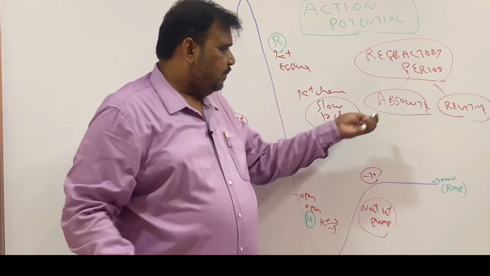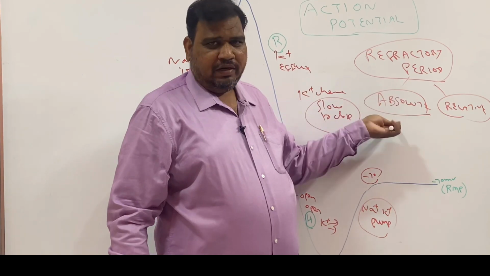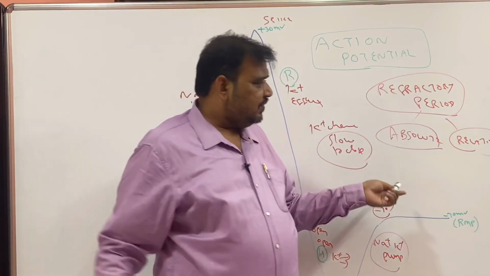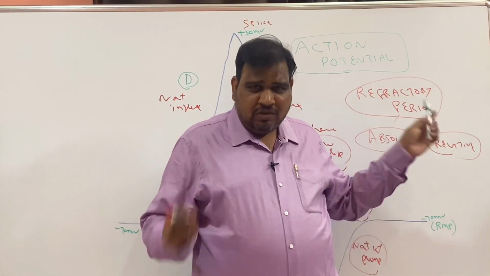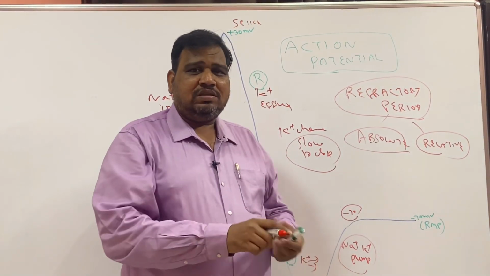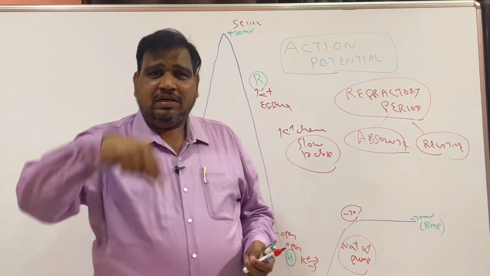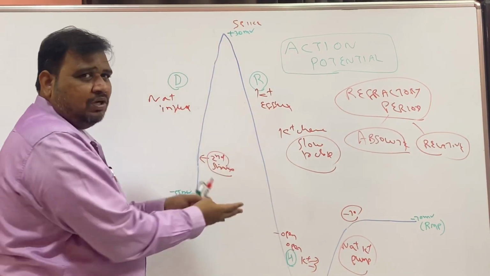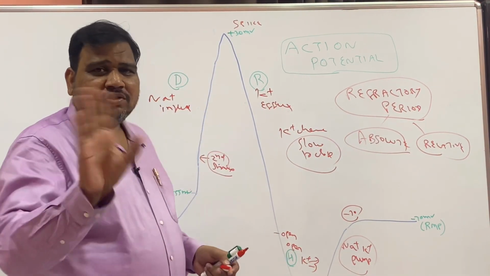That period is called absolute refractory period. Not at all, no response. Relative refractory period means that during that period, if I give the second stimulus, there is a possibility of an increase in the curve of this action potential, but the normal stimulus will not be enough.